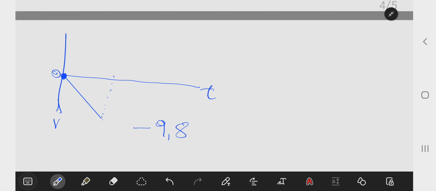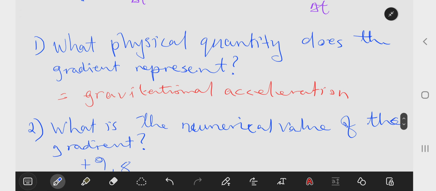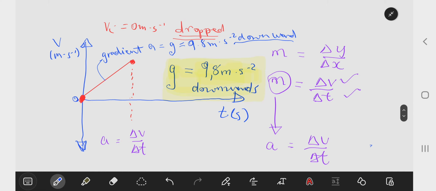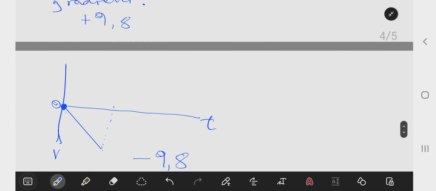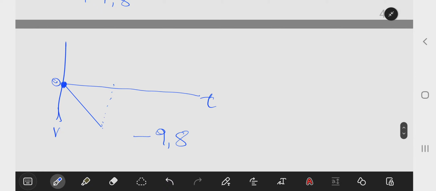All right, so that is the first property. The first property talks about the gradient of the line. The gradient of the line is the acceleration from the definition of acceleration. And also that gradient is 9.8, right? Which is your gravitational acceleration. So on the question of numerical values, what is the numerical value? It depends on the slope of the line. If it's positive, then it's positive 9.8. Then if the line is going down, then it means this is a line with a negative slope. Then the answer would be negative 9.8, right?